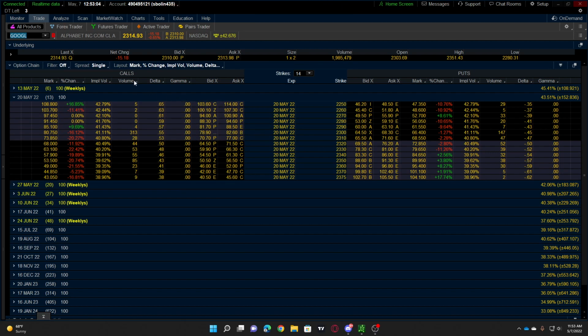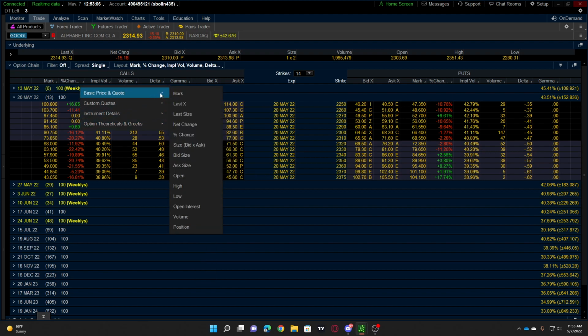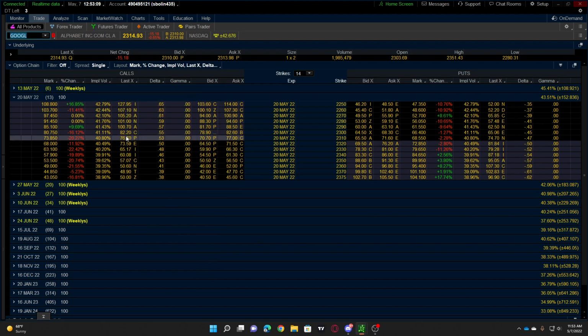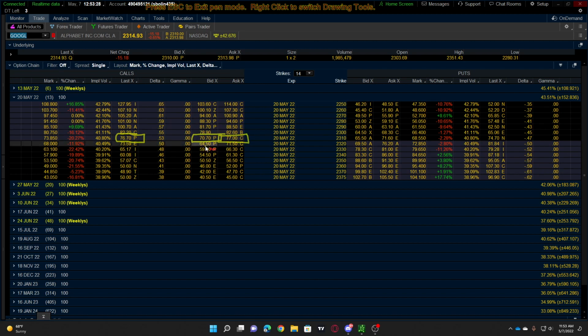Look at the current last price. I don't have it showing, so we want to go in and bring up last, and that way we can ask that kind of question. What was the last traded price of that option? $76.70. Where's the bid? Where's the ask? 77. So we had 70.70 on the bid and 77 flat on the ask. But the last price traded was 76.70, much closer to the asking price than the bid price.